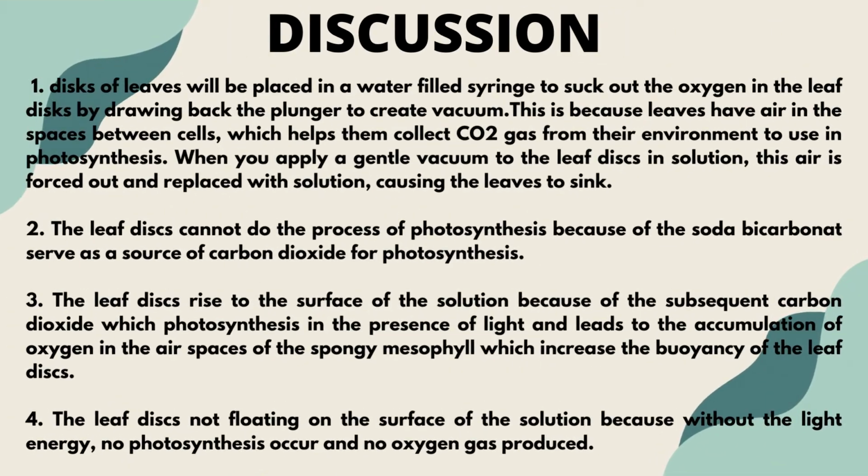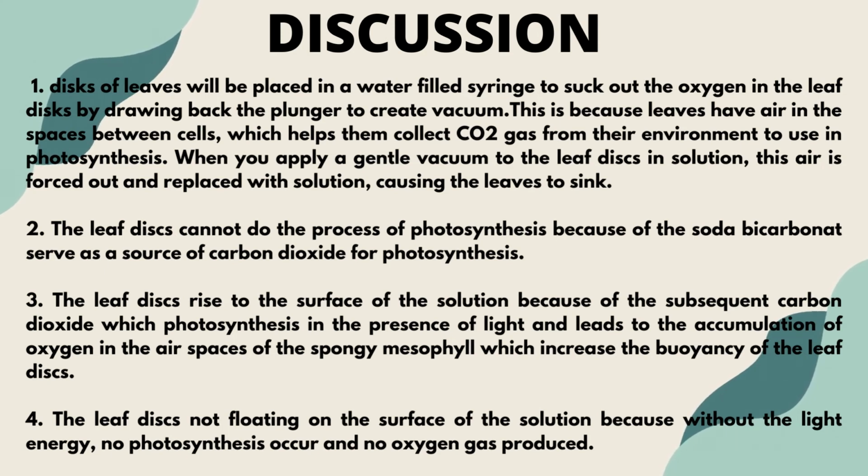Discussion. First, discs of leaf are placed in a water-filled syringe to suck out the air in the leaf discs by drawing back the plunger to create a vacuum. This is because leaves have air in the spaces between cells, which helps them collect CO2 gas from their environment to use in photosynthesis. When you apply a gentle vacuum to the leaf disc in a solution, this air is forced out and replaced with the solution, causing the leaf to sink.